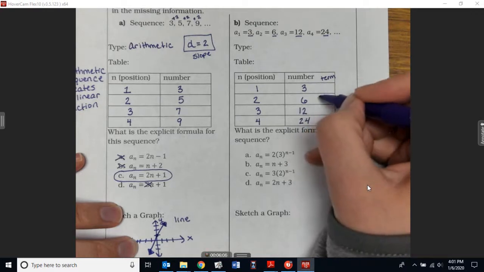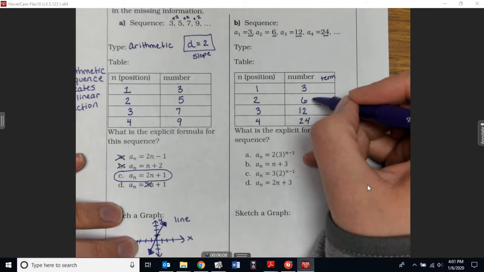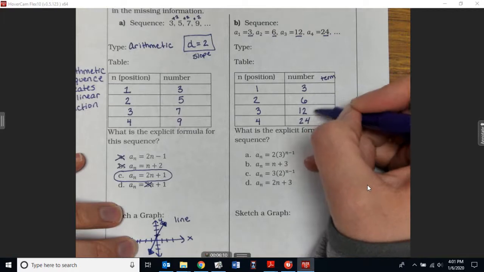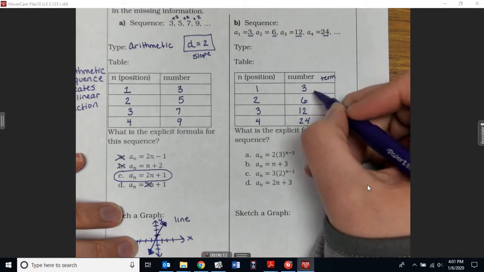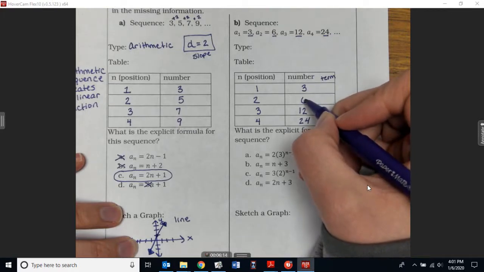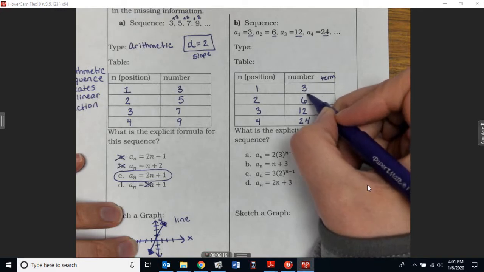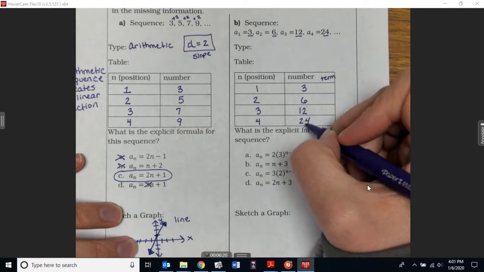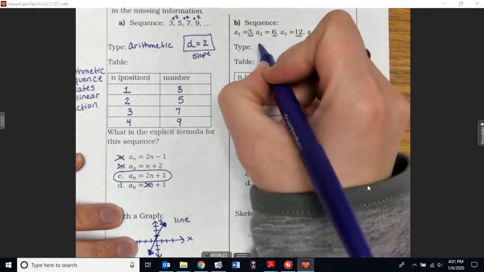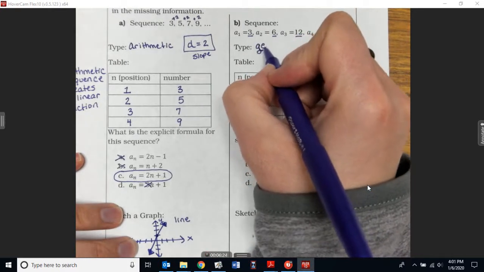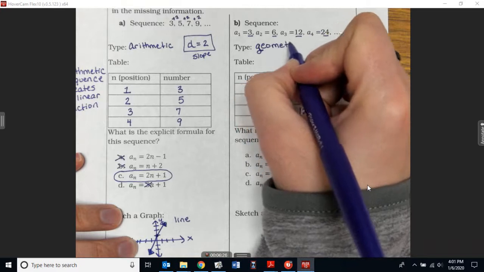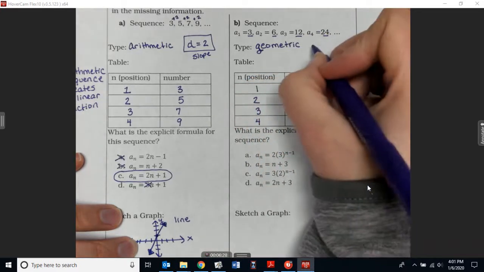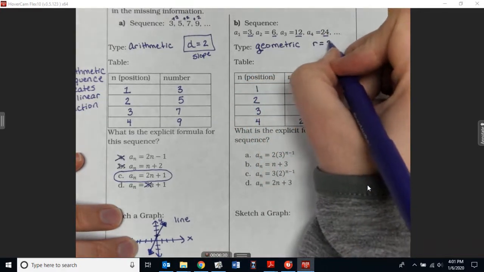So from 3 to 6, I could add 3. But then if I add 3 to 6, I get 9, so I'm not adding every time. So from 3 to 6, I could also multiply by 2, which would give me 6. And 6 times 2 is 12, and 12 times 2 is 24. So that means this is a geometric sequence, and it has a common ratio of 2.